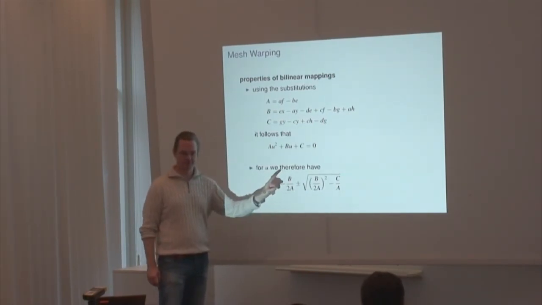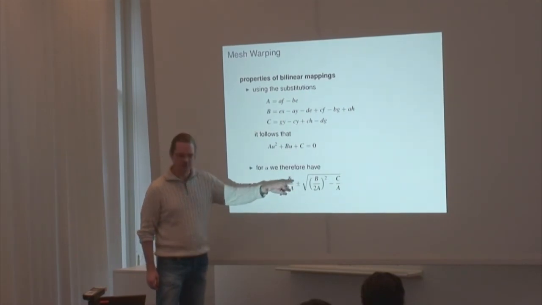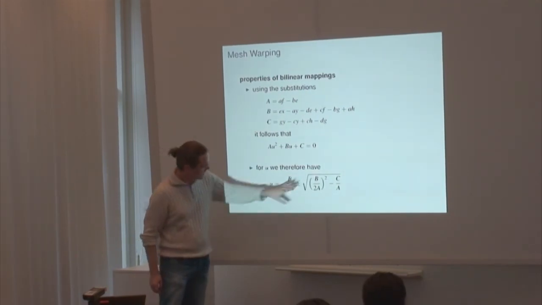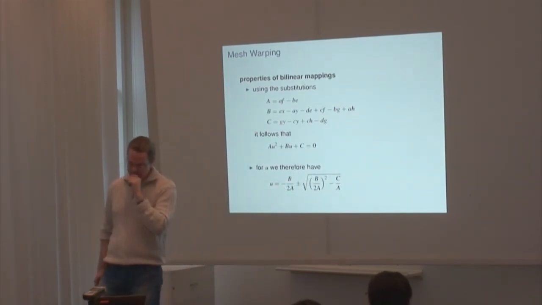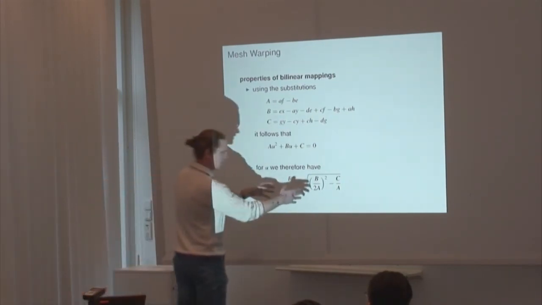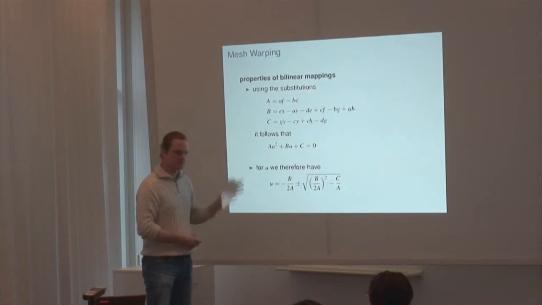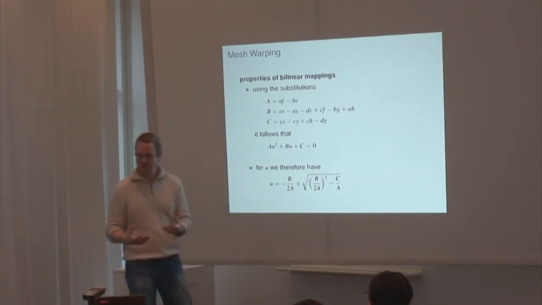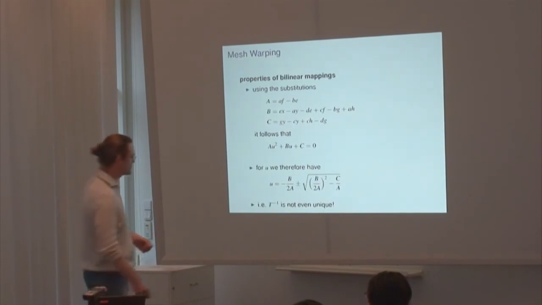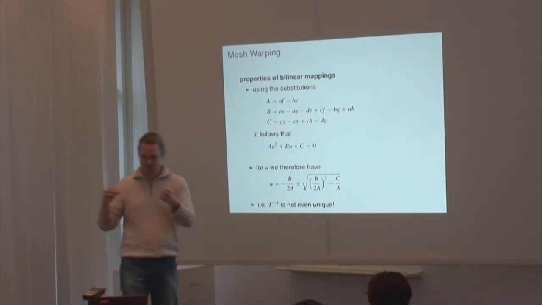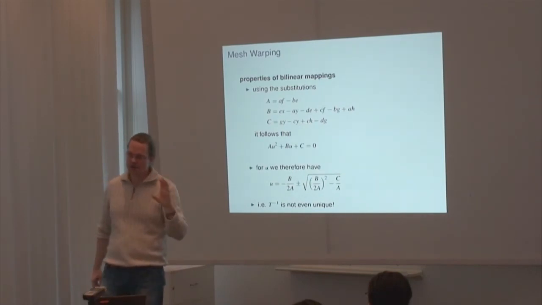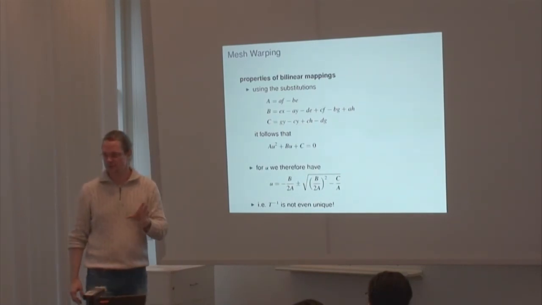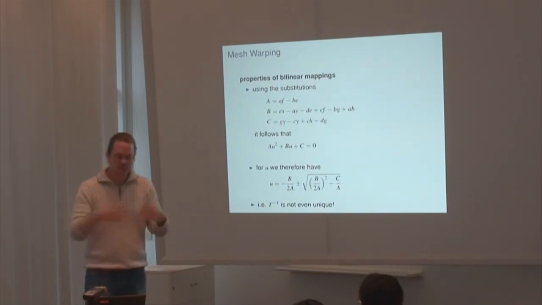and find that u is given in terms of this expression. But this is actually 2 expressions, right? Because either we can add this square root or subtract it. And that is to say, not only is this certainly not a linear function anymore, it is not even a unique solution. That is, this inverse mapping, if we have computed a bilinear warp from some quadrilateral to another, and now we want to go back, the inverse is surprisingly more difficult than we would naively think. There is not even a unique solution.